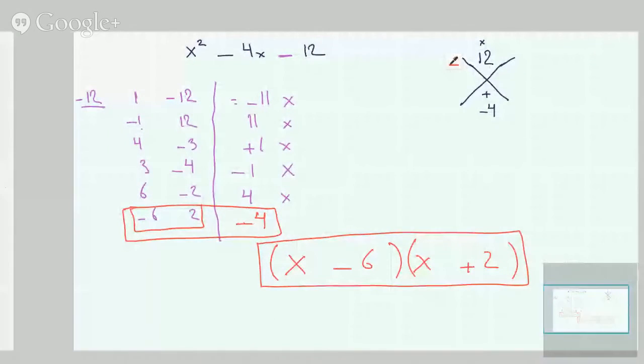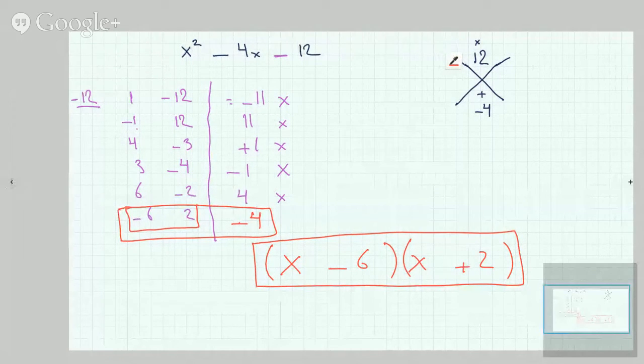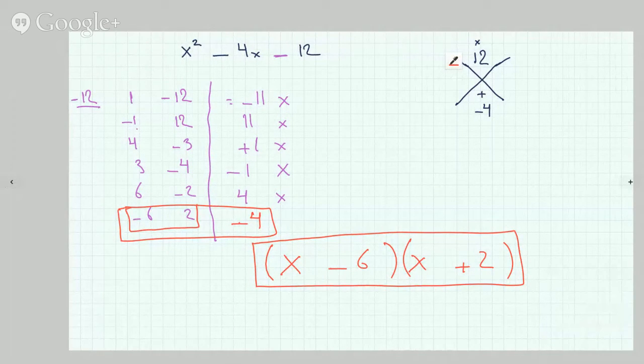So these are a few examples on factoring, and this is the way to do it. I'll be posting more videos later on other forms that we can also factor.